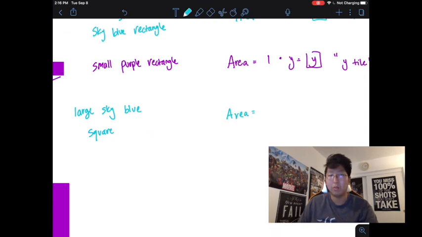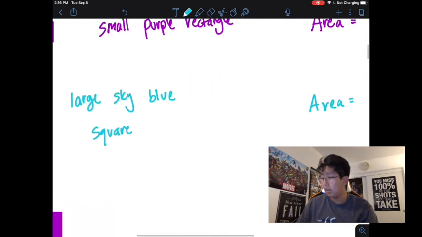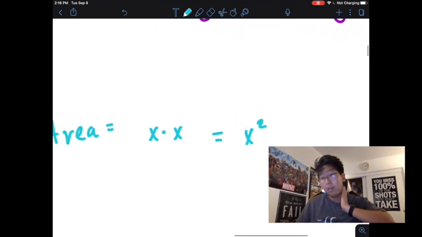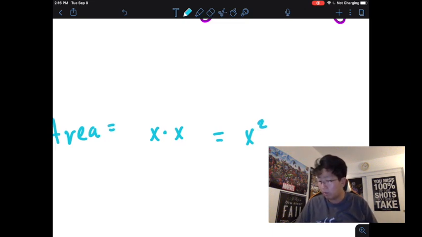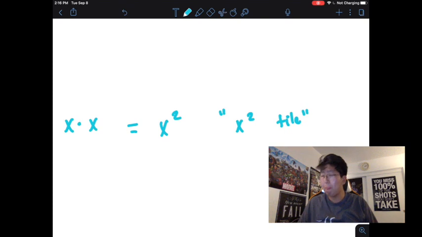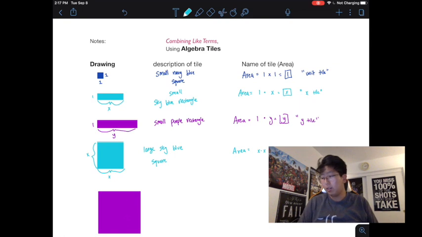Well, how do you find the area of a square? Right? It's going to be base times height. So base is X, height is X, so it's going to be X times X, and that equals X squared. If you don't know what this little 2 is, it's an exponent. And whenever we have a number times itself, an exponent is saying that this X is going to be multiplied by itself twice. Okay? So the area here is X squared. We're going to call this an X squared tile. Okay? So we have a unit tile, X tile, Y tile, and then an X squared tile.